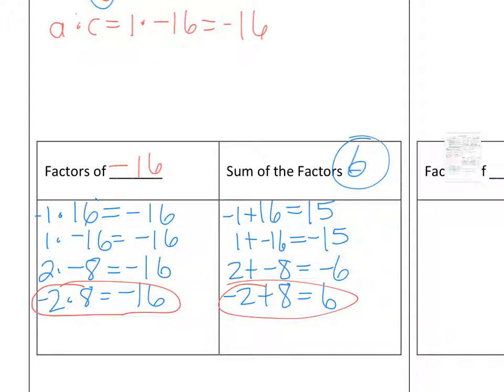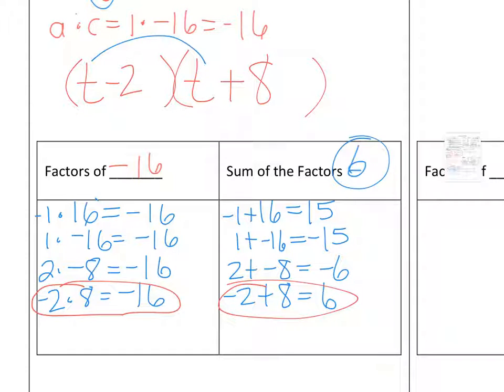So our factors, now this time they're using t instead of x. So on Math Lab, just make sure you use whatever letter they use. So we found that negative 2 and positive 8 were the two numbers that would work. And again, don't forget that you can distribute this and make sure it works.